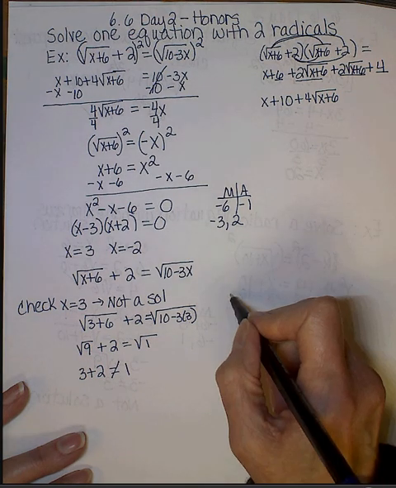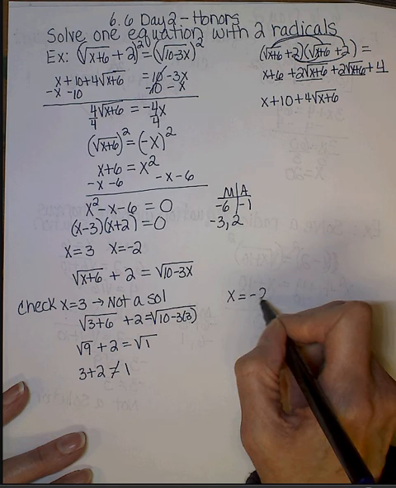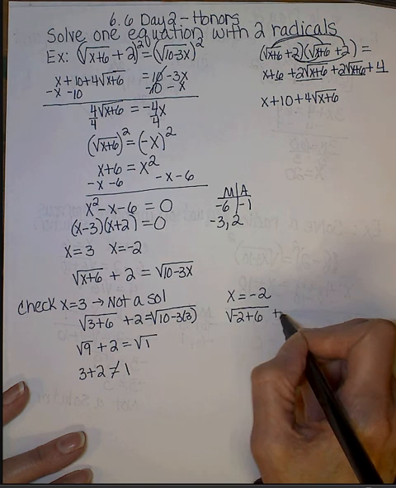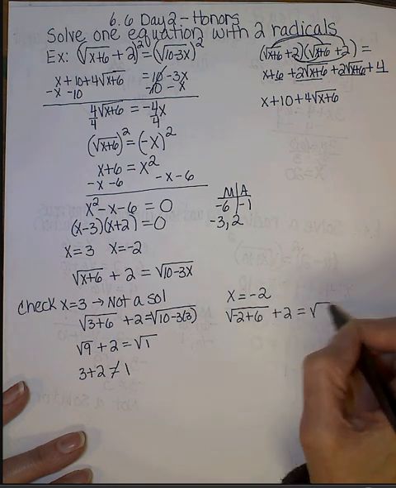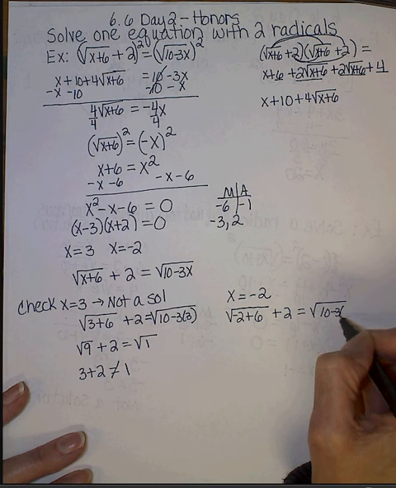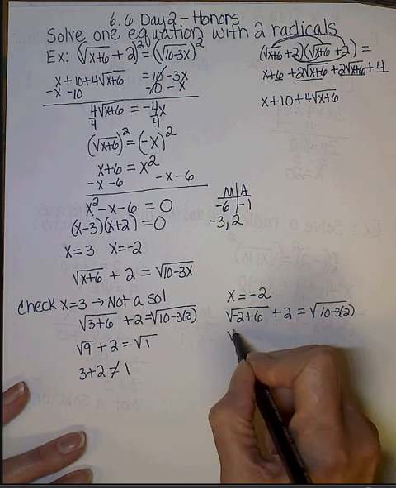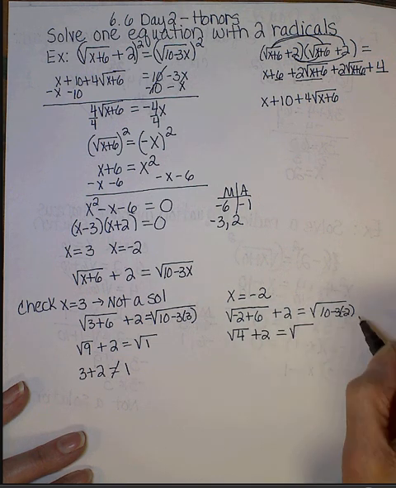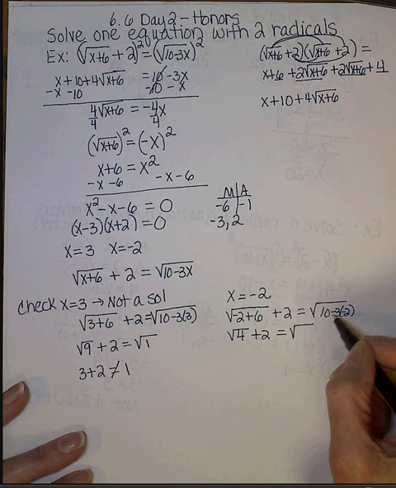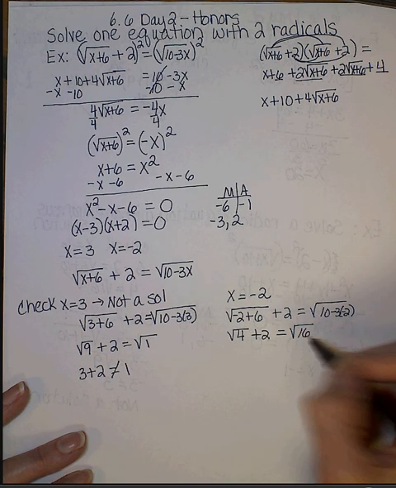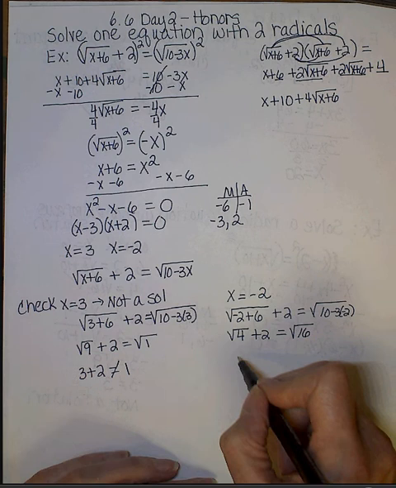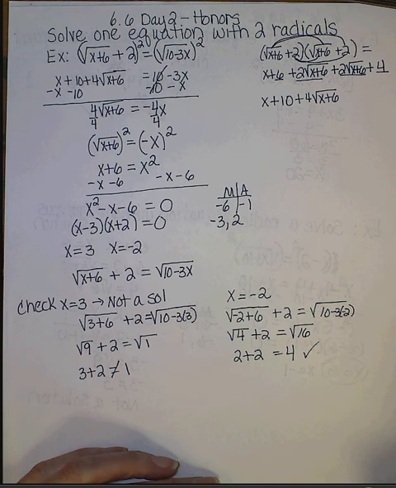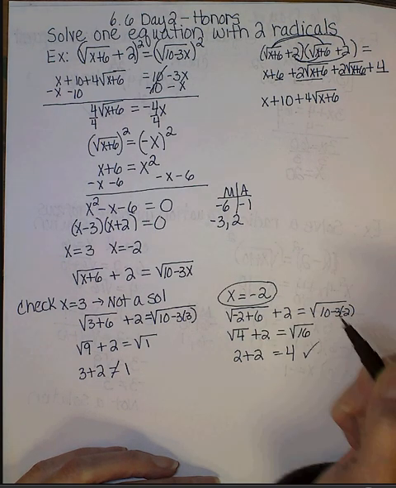Alright, so now let's check the other one, negative 2. So plug it in for both x's. Okay, so that would give me the square root of 4 plus 2. And that would give me, this would be 10 plus 6 would be 16. So I'd have 2 plus 2 equals the square root of 16, which is 4, so this one does work. So this is a solution.